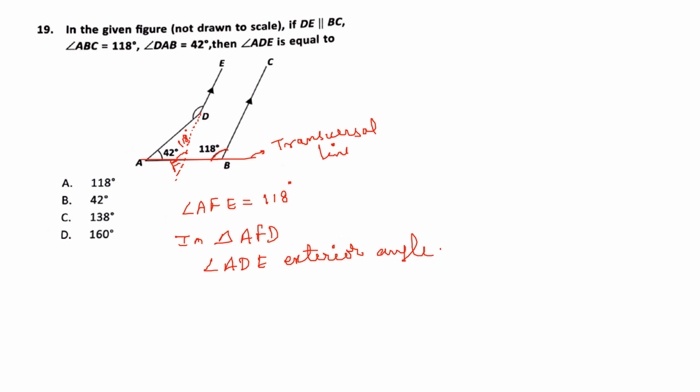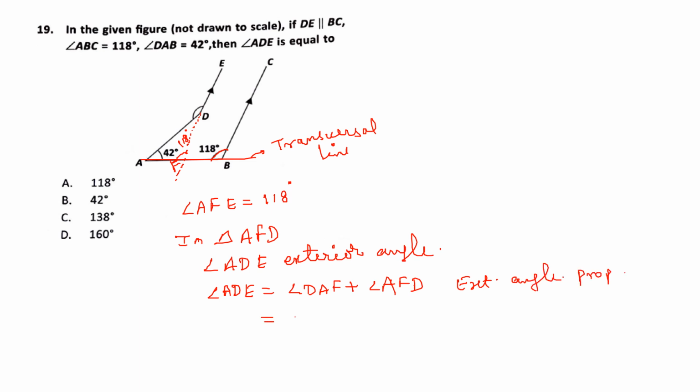So from here I can write the interior opposite angles. If this is the exterior angle, my interior opposite angles are angle DAB and angle AFD, isn't it? The sum of those will be equal to angle ADE. So I can write angle ADE is equal to angle DAF plus angle AFD. And the reason will be exterior angle property. I am writing in short. Okay, this is exterior angle property.